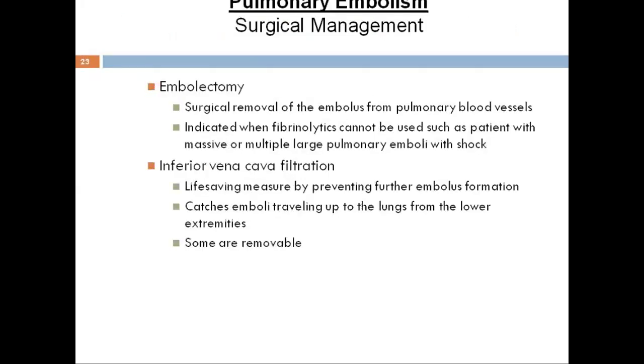Then you have other treatments. You have surgical management that can also be used. One of them is embolectomy. This is the surgical removal of the embolus from the pulmonary blood vessels. It is indicated when fibrinolytics cannot be used, and the patient has massive or multiple large pulmonary emboli with shock, right?